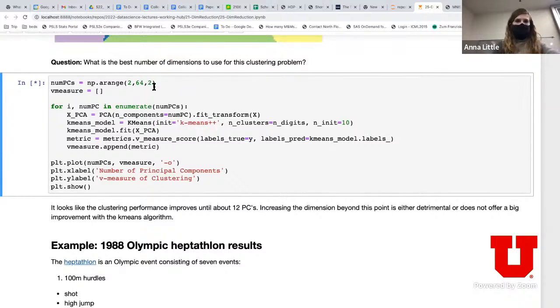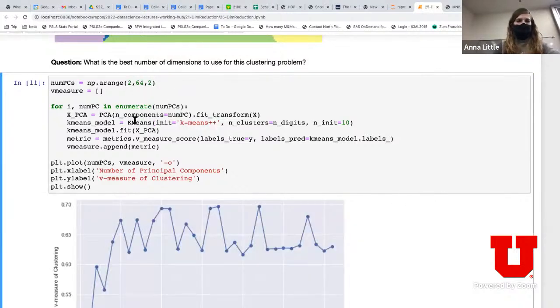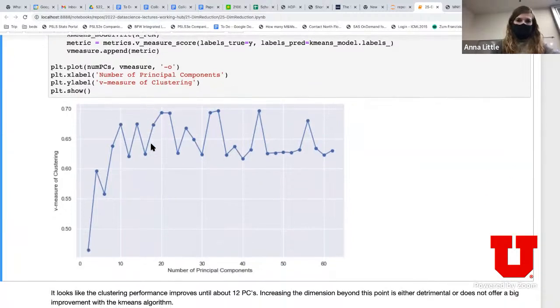For each choice of dimension, let's do the PCA dimension reduction with that number of components. Then let's apply k-means to the embedding. And then let's evaluate the clustering by comparing it with the ground truth labels. And so what do we see when we do that?